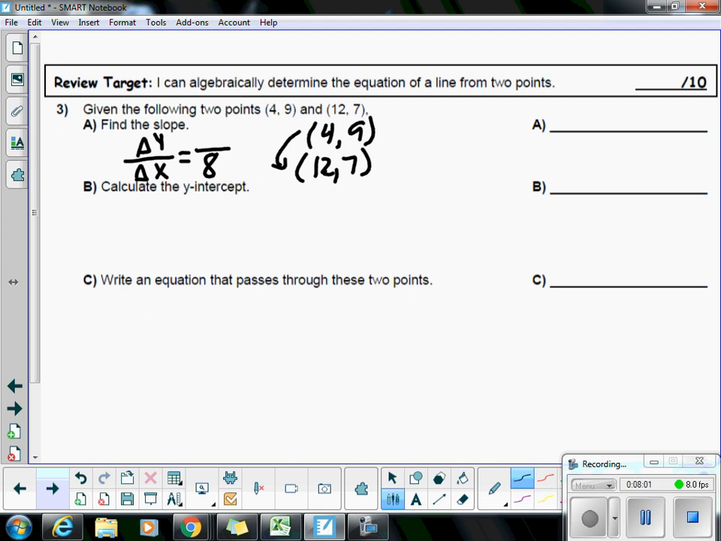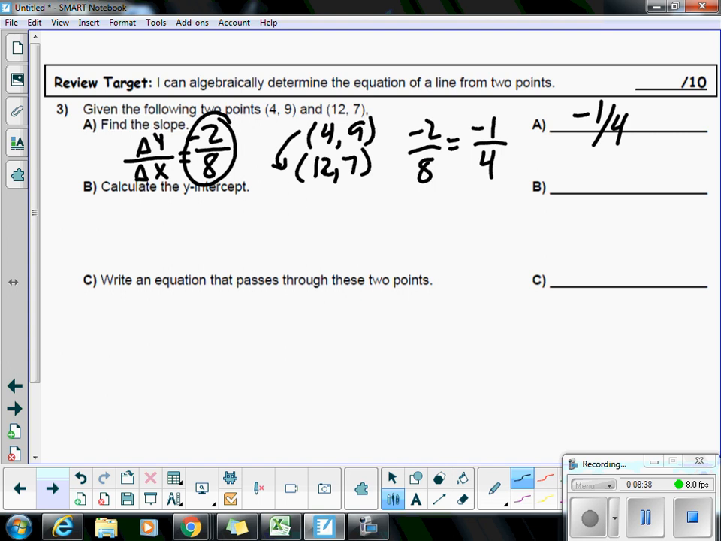Now, how do we go from 9 to 7? So we're decreasing this time. So in this case, we go down 2. So that's a -2. So we have a slope of -2 over 8, but that can be simplified. All right? So 2 goes into both of these. So we actually have -1/4. All right, we can check slope off of our list.